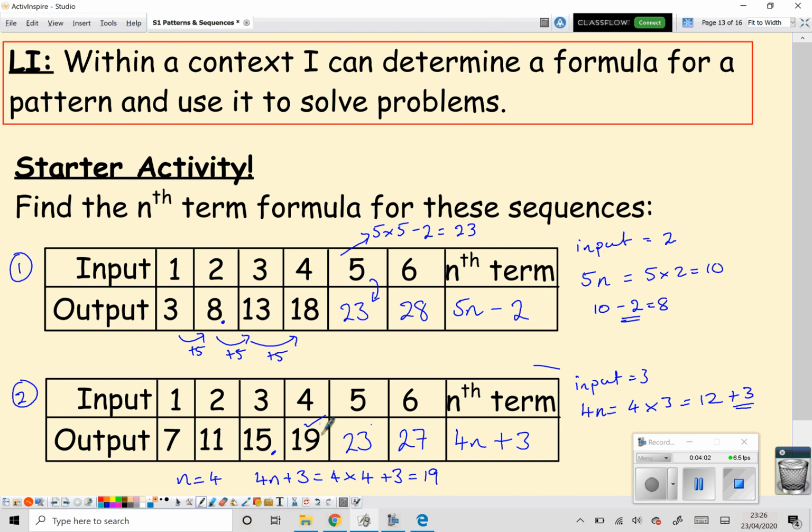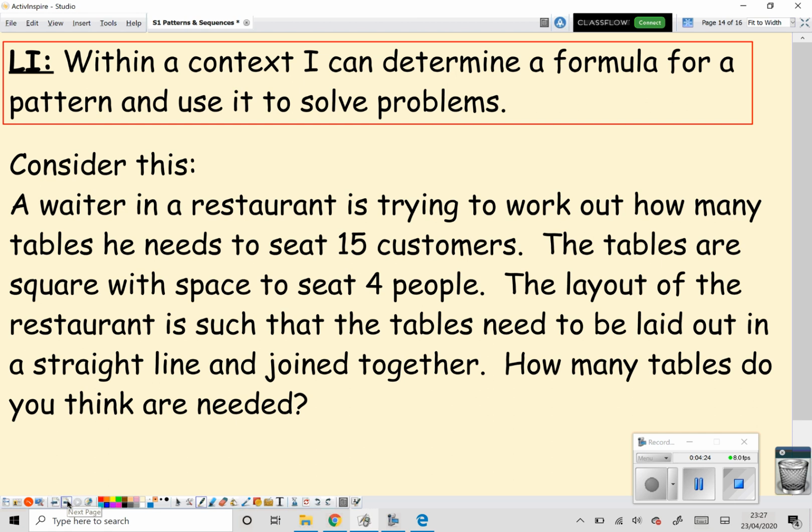So that's a good wee starter activity. Hopefully you managed to get that right. If you didn't, I suggest you go back and have a look through the last video again, because this lesson uses these skills to help us work out some formulas. Of course, the formulas will look a bit different, and it'll be a wee bit harder to understand because there's going to be a context surrounding them.